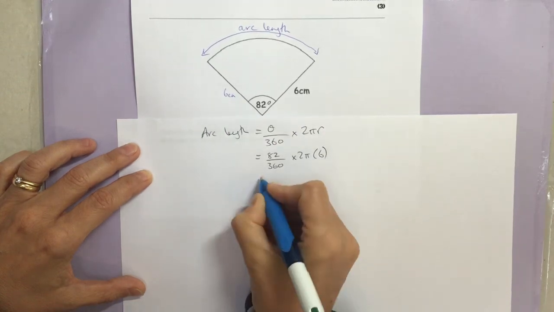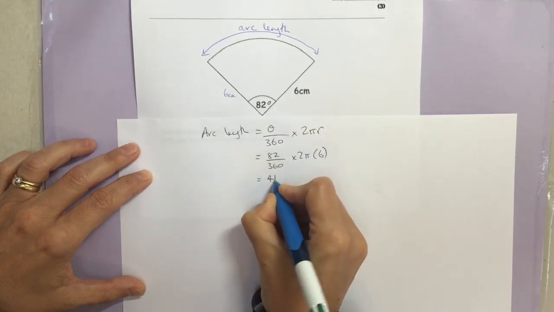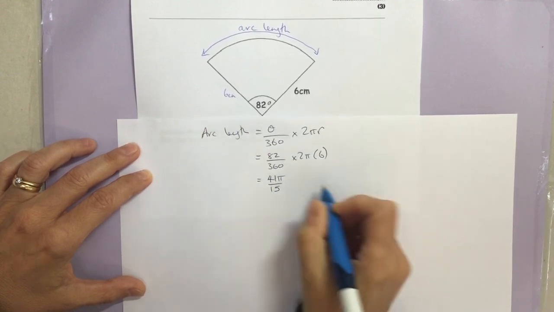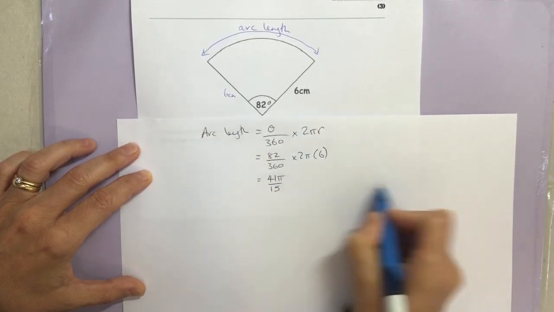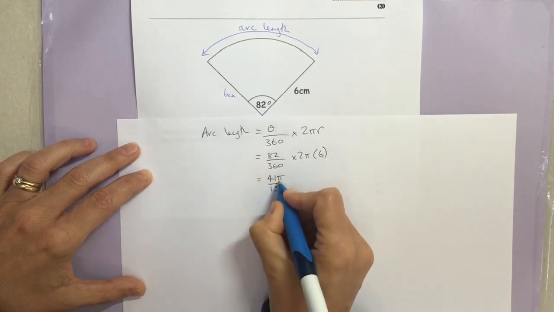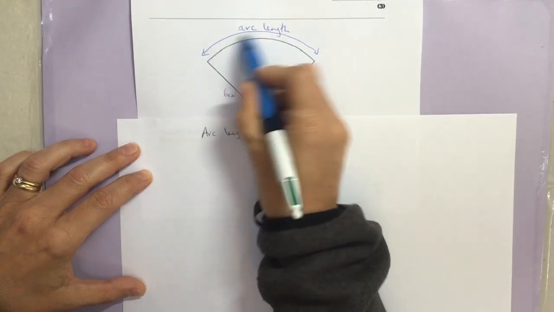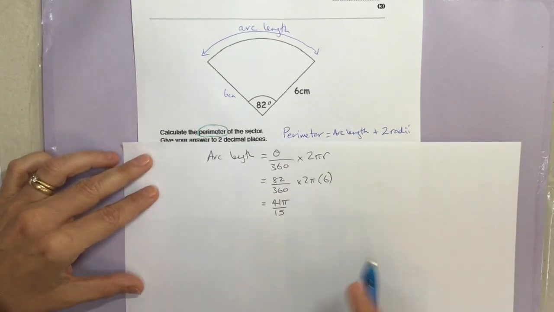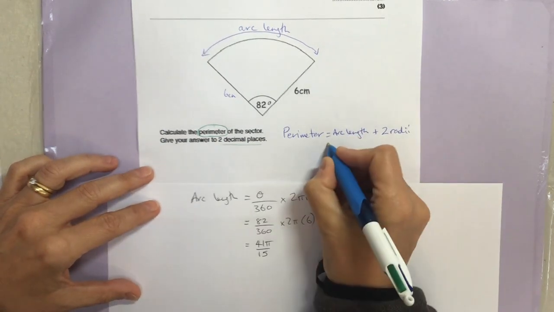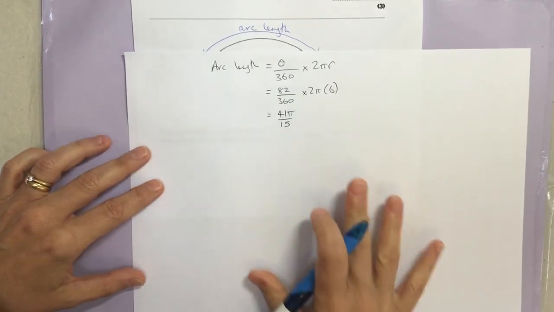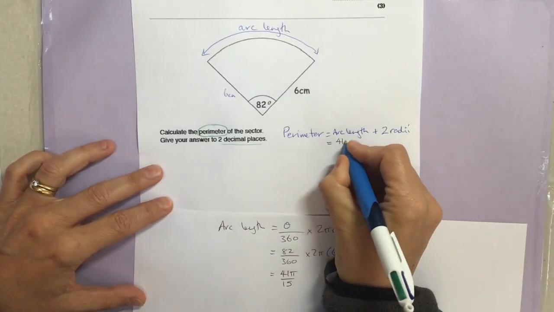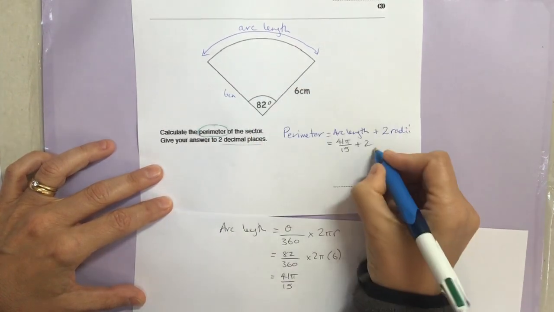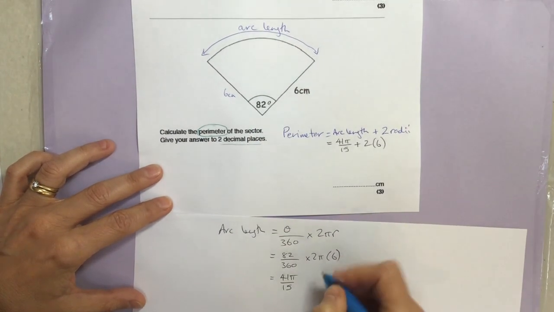Okay, and then doing that on my calculator, I'm going to keep the answer in terms of pi here. And you might get a decimal answer, that's fine. And if you do, make sure you keep the whole answer here, because this isn't our final answer. This is our arc length. Now we've got to work out our final answer. So our final answer here is going to be my arc length, 41 pi over 15, plus my 2 lots of my radius, plus 6 plus 6, so plus 12.